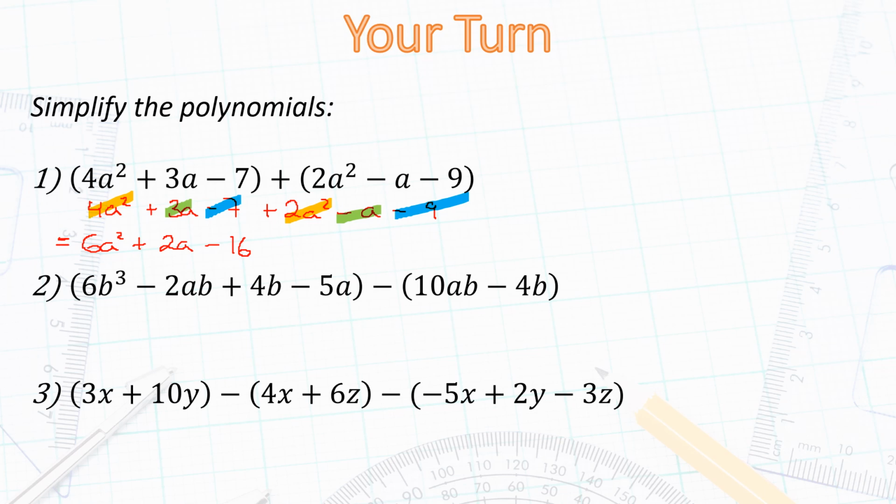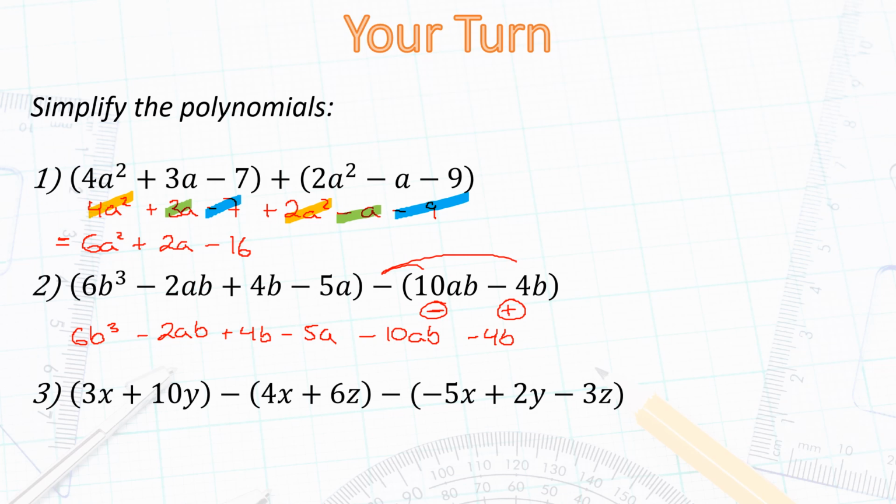So that's our first one, done. The second one, we've got 4 terms minus 2 terms. So first thing, subtract a polynomial, which means we've got to distribute that negative and change our signs. And write it out again. So I got 6b cubed minus 2ab plus 4b minus 5a minus 10ab minus 4b.